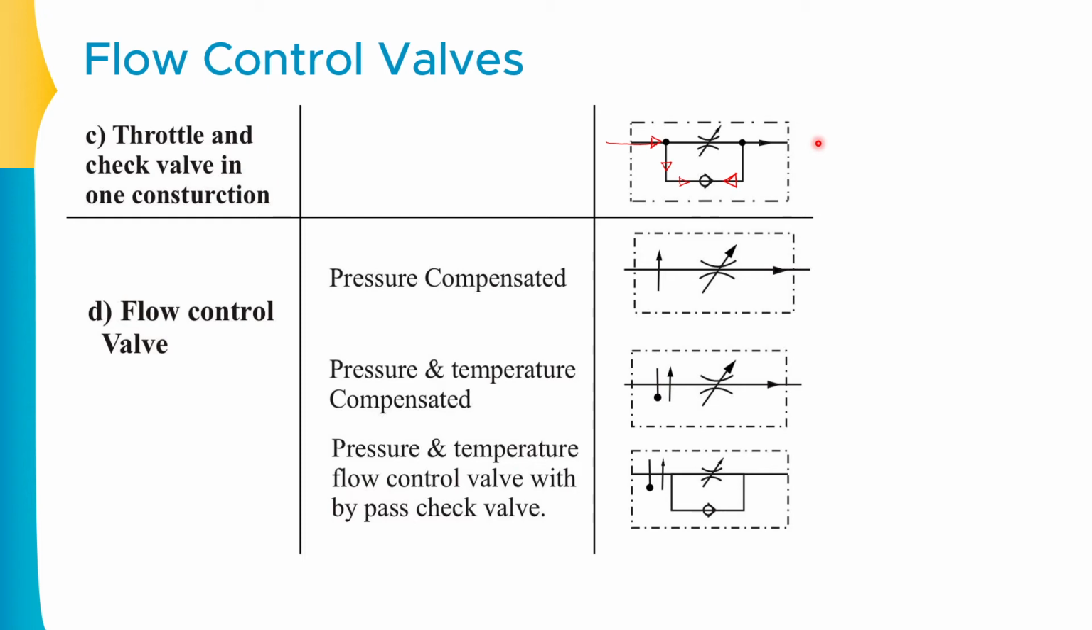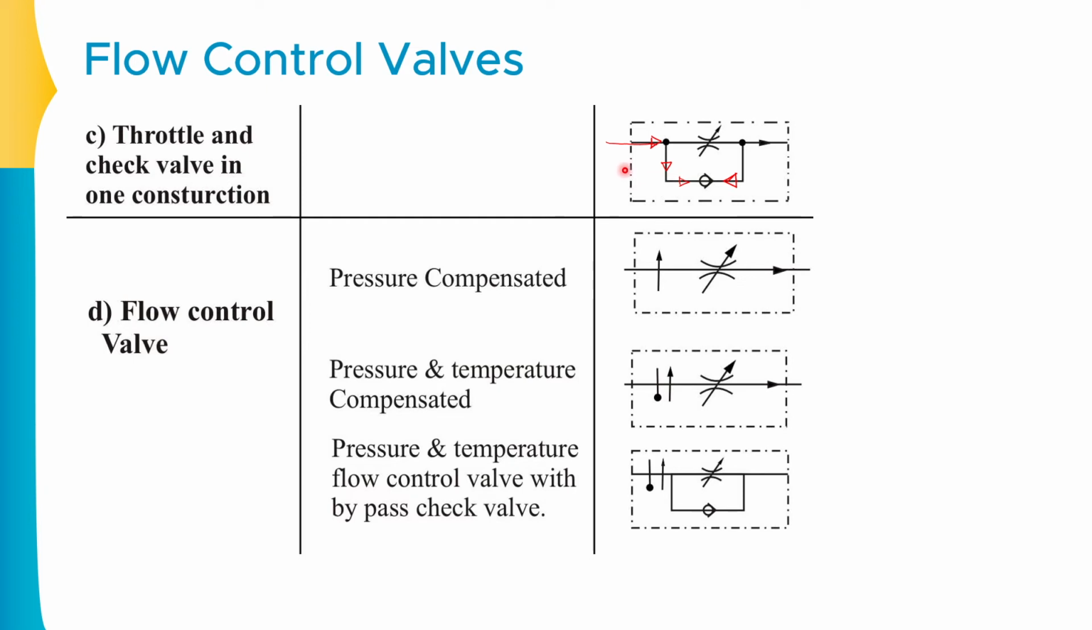But if the flow wants to return from the second direction, that means from the right side to the left side, in that case there is an option available to return from this direction. There is an option of this return valve. So the flow can return in this specific direction also. So this is how the throttle check valve works.